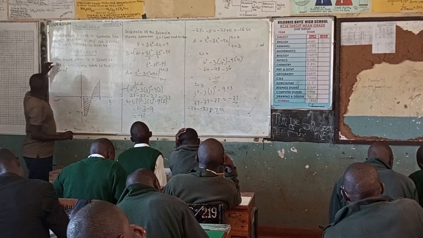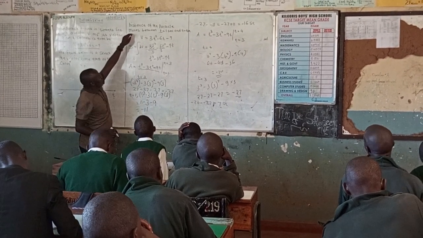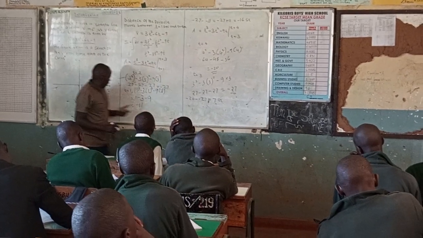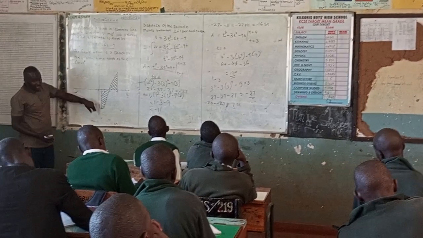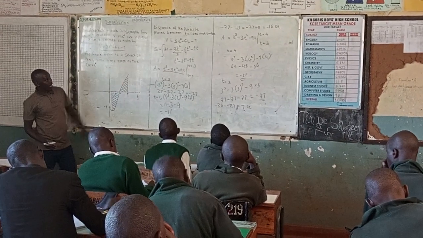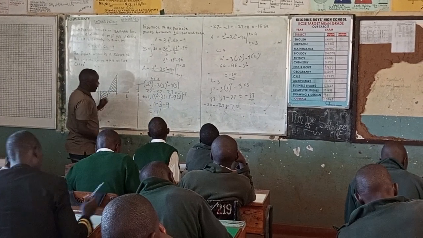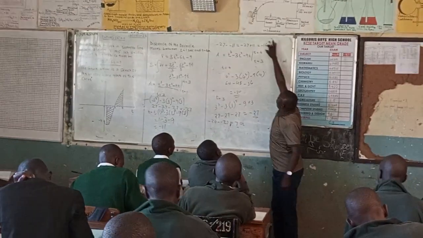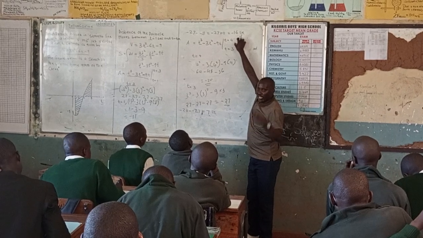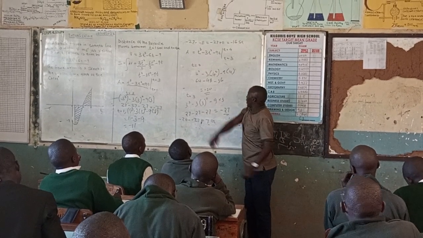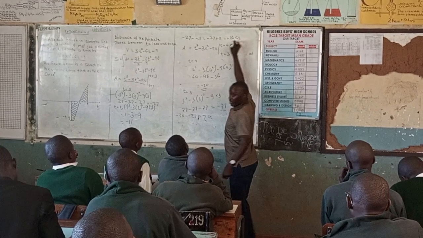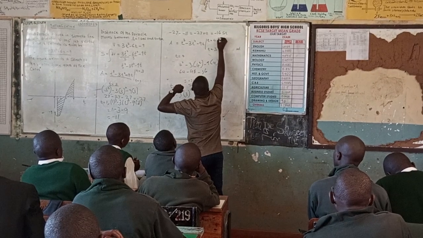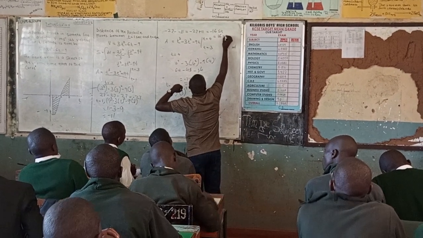Now to get the total area covered by the particle between t equals 1 and t equals 4, the total area is the area under the curve plus the area above the curve. So the area that was under the curve, when we have this negative, the negative is just showing that the area is under the curve. So we can ignore this negative. It's only showing us that the area is under the curve. So we can have this as 16 square units.